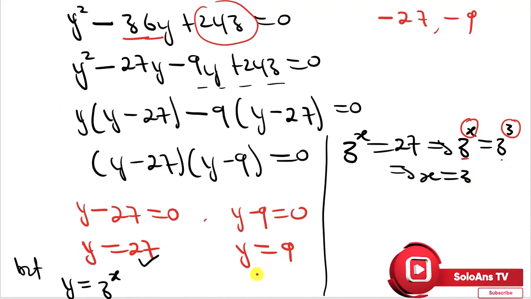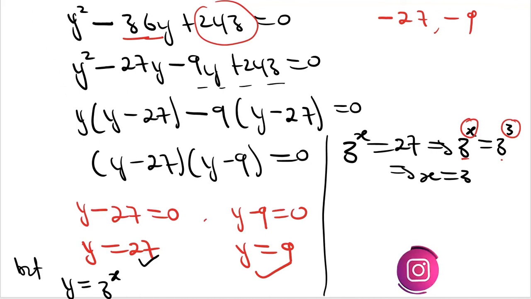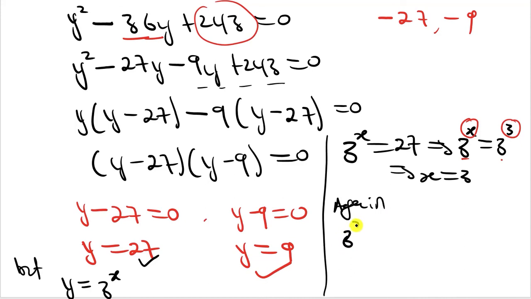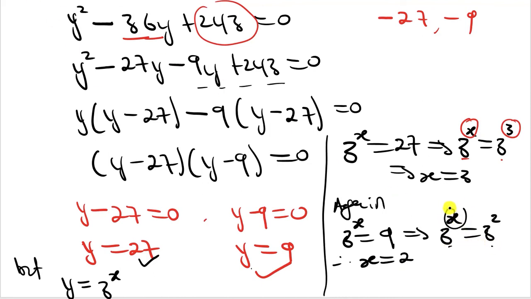We again pick this particular value, y being equal to 9. So again, 3 exponent x, that is the y, is equal to 9, and the 9 we can rewrite as 3 exponent 2. Therefore, we can see that x will be equal to 2, all because the bases are the same here. If that is the case, then our final answer, the value for x, is x being equal to 2 and 3.